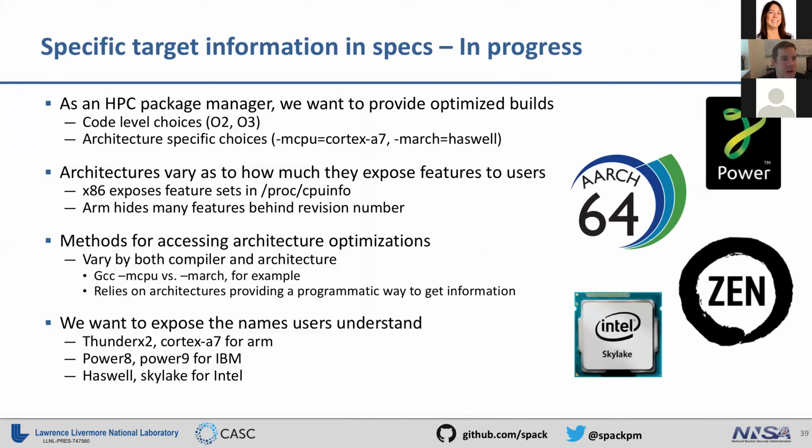The other thing that we're working on is specific target information in specs. Right now, Spack was designed as sort of a build from source system. And if you go and you install something, it will label the install as, say, x86-64 if you're on an Intel or an AMD machine. And what we don't do right now is label that as Haswell or Skylake or a specific model of CPU currently. And so it'll be optimized for Skylake because you built it from source on a Skylake machine, but it'll still be labeled x86-64.